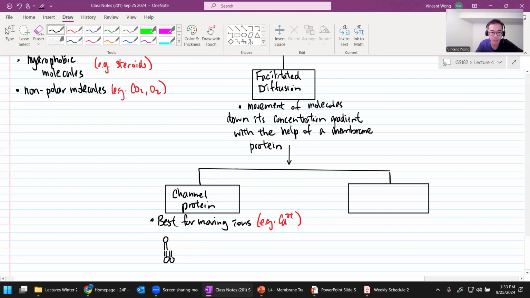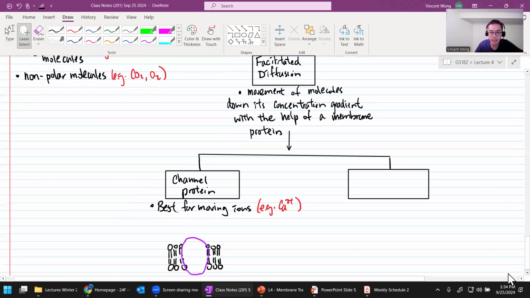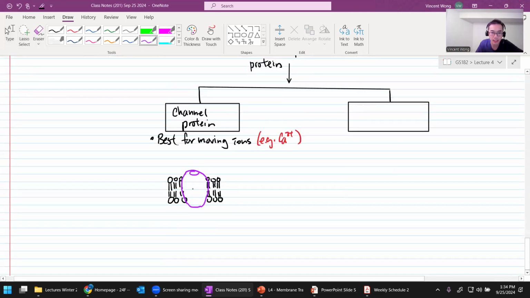So I'm going to draw the phospholipid here. Not going to go crazy, just going to have 6 on each side. And a channel protein is basically an integral protein that literally has a tunnel in the middle, a channel in the middle. So if you have some calcium here, calcium, calcium, calcium, you have some on the inside as well.